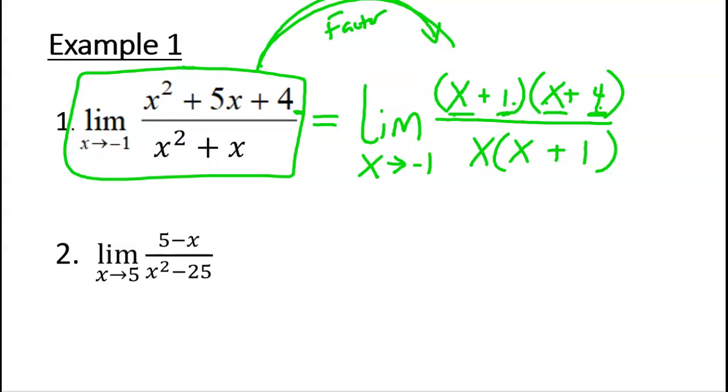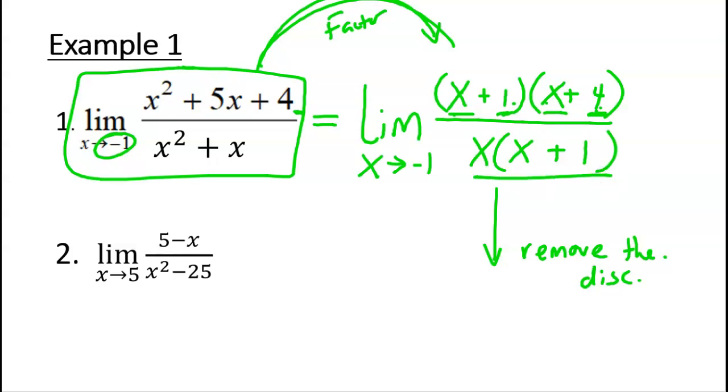All right, now what? Now we're going to remove the discontinuity. Now, what does that mean? Well, remember how I wasn't allowed to plug in a -1? Well, when you write it like this, it's a little bit easier to see why. If you plug a -1 in here, that's where the 0 comes from, right? -1 plus 1 is 0. So that factor right there is what's causing us to have a discontinuity. It's causing us to get a 0 in the denominator, and we don't want that.